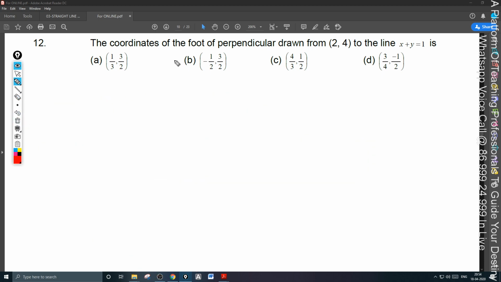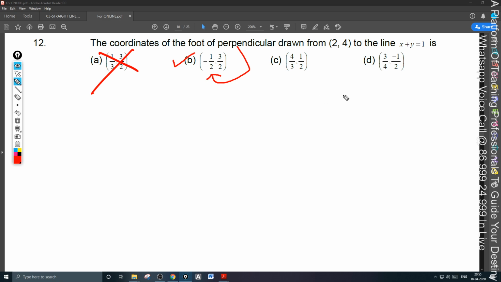So this is the answer you got. Foot of the perpendicular is this. And of course, you can verify the answer also, because the foot always lies on the line. If you substitute 1 by 3 plus 3 by 2, it is not satisfying. So this is not the answer. If you substitute minus 1 by 2 plus 3 by 2, that is 2 by 2, 1, it is satisfying. And if you substitute 4 by 3 plus 1 by 2, it is not satisfying. 3 by 4 minus 1 by 2, it is not satisfying. And hence, this is the only answer.